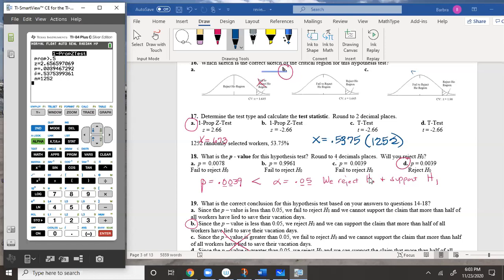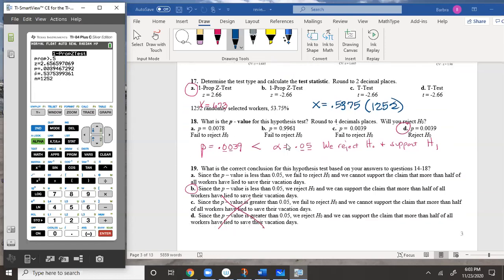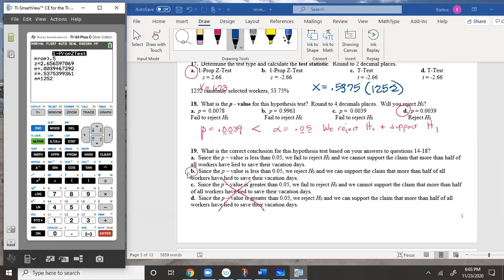Now we conclude in number 19. Since we reject the null and support the claim, the p-value is smaller than 0.05. So we reject the null and support the claim that more than half the workers have lied to save their vacation days. So the correct answer is B.